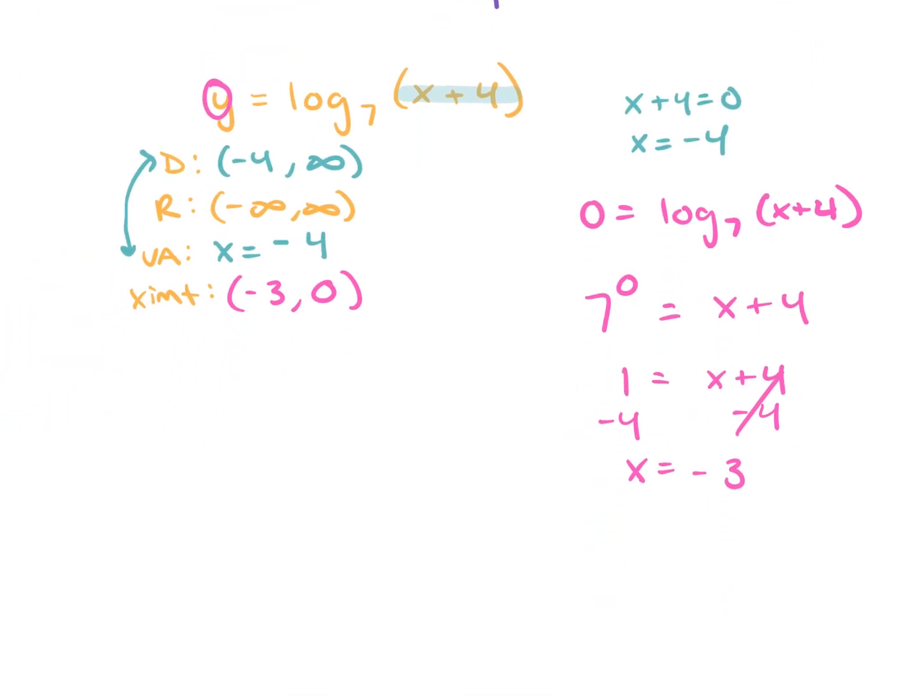If I were to graph this, I would shift my vertical asymptote to the left 4, to x equals negative 4. And then our x-intercept is (-3, 0), so we'd have a point there. And because our base is greater than 1, we're going to have growth. We're going to be increasing, so our graph will look like this.